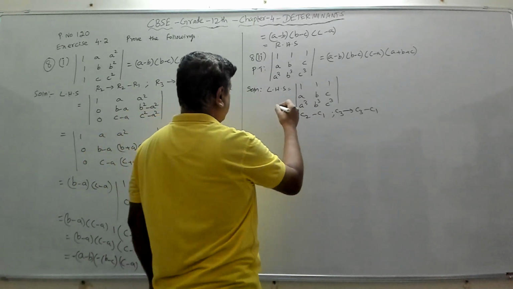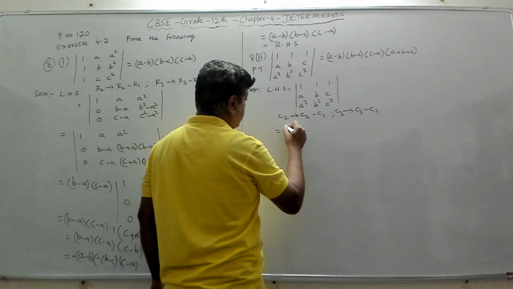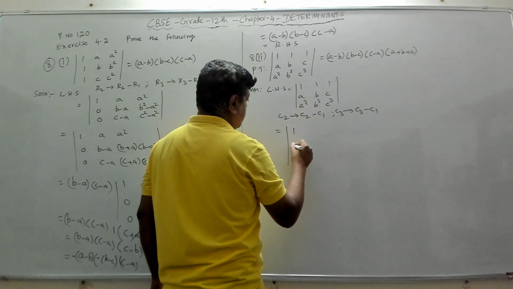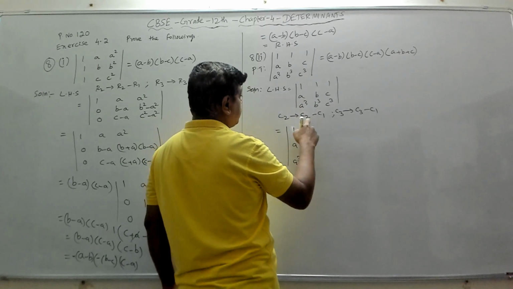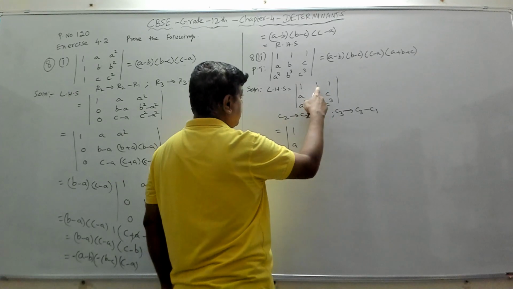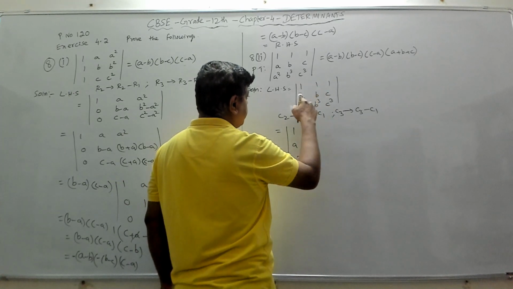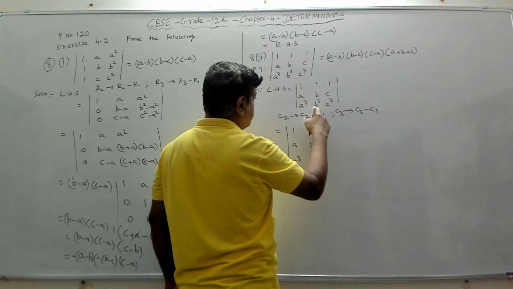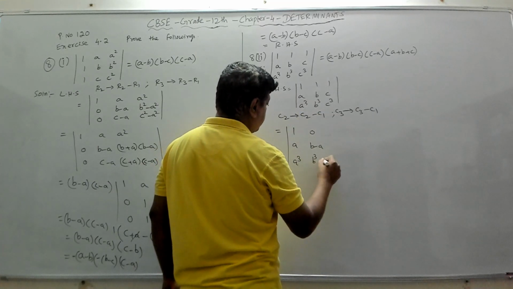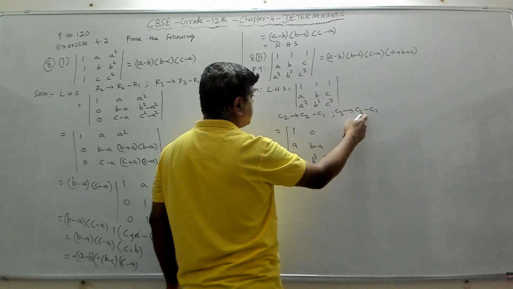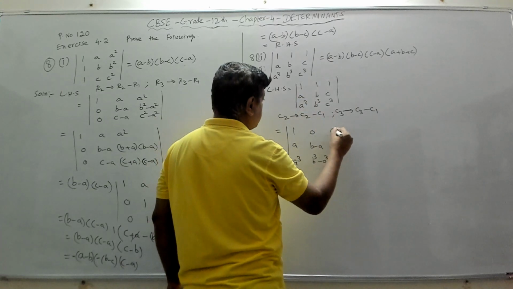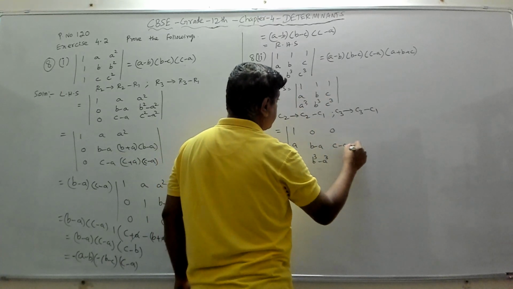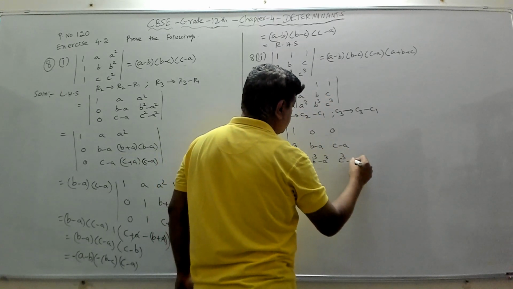If you do that, what do we get? First column, no change. Second column will become C2 minus C1: 1 minus 1, 0; B minus A; B cube minus A cube. Similarly C3 minus C1: 1 minus 1, 0; C minus A; C cube minus A cube.